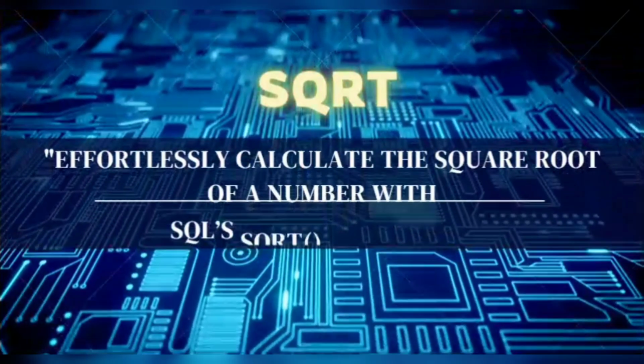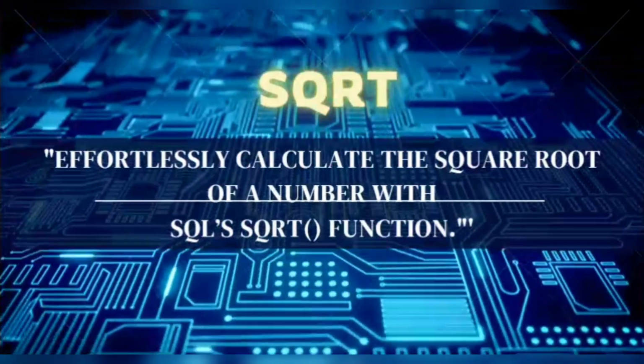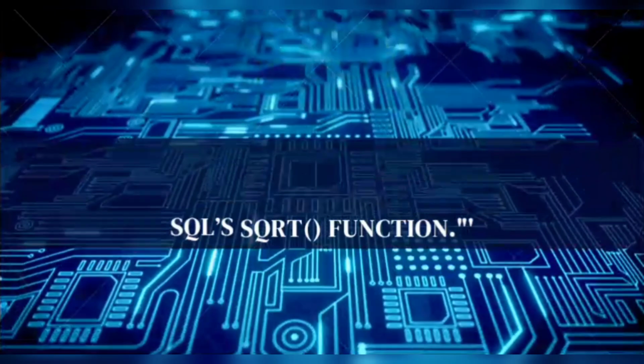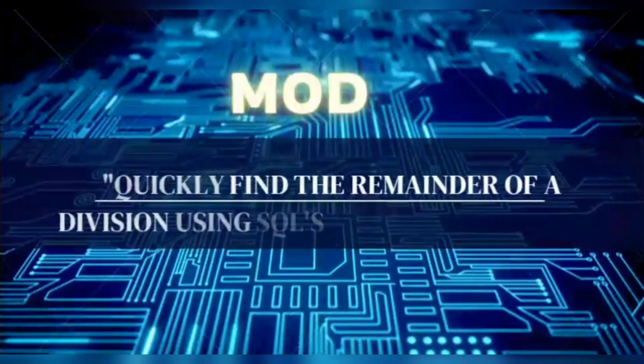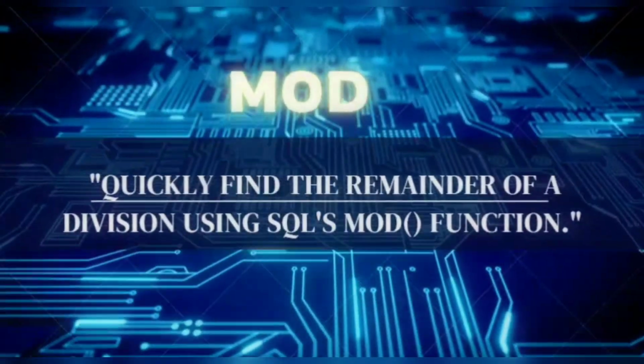Now next, square root. This will give the square root of the given value, and the mod gives the remainder of the value. Let's see with the example.